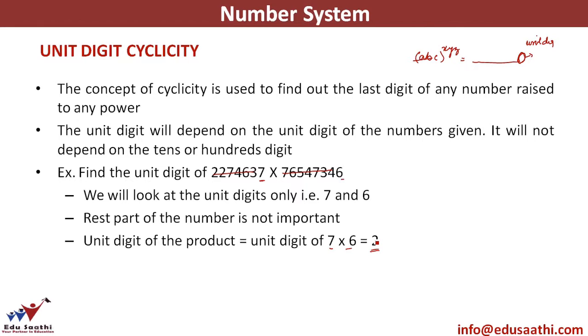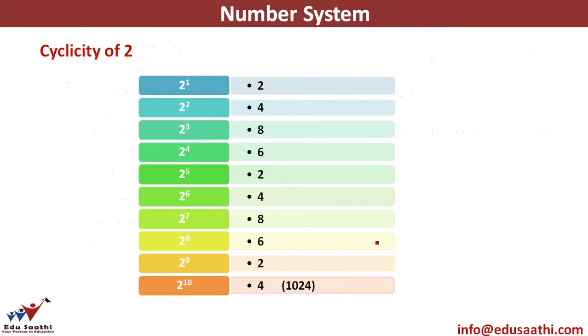Before we move on to how to find the last digit, we'll look at the cyclicity of certain unit digits. So let's start with the case of 2. 2 raised to power 1 ends in 2. 2 squared, the last digit is 4. 2 cubed, it is 8. 2 raised to power 4 ends in 6. I'm not talking about 16 because I'm only taking the unit place value.